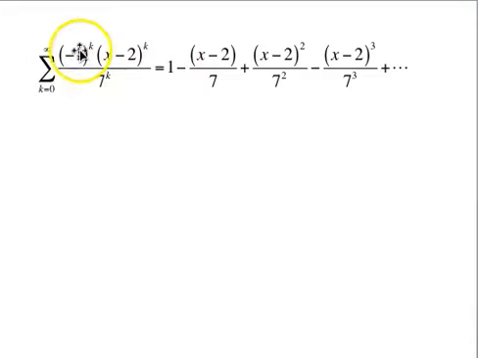If k is 1, negative 1 to the first is negative 1, x minus 2 to the first, x minus 2, 7 to the first, 7, so negative 1 times x minus 2 over 7. If k is 2, negative 1 to the second is positive 1, x minus 2 to the second over 7 to the second is here. If k is 3, negative 1 to the third, negative 1, x minus 2 to the third over 7 to the third, etc. And our goal is to find out which values of x will enable this to converge. That's what we're looking for.